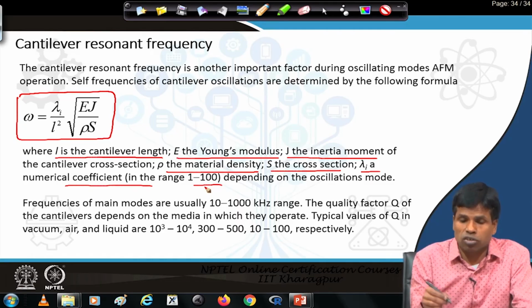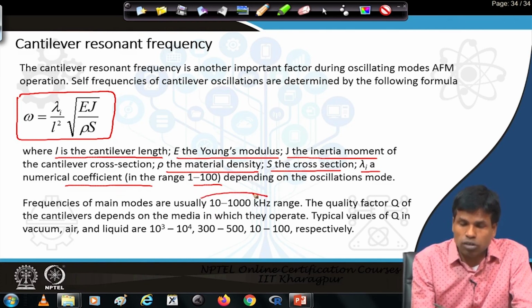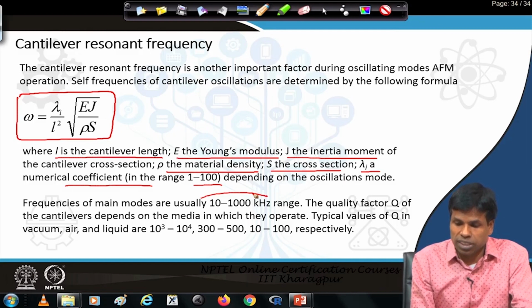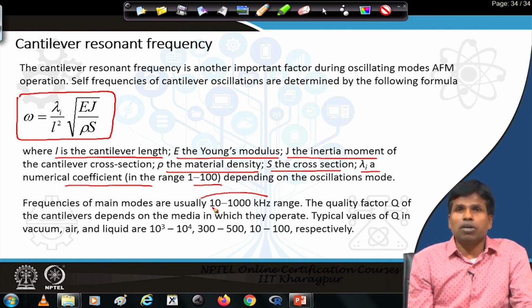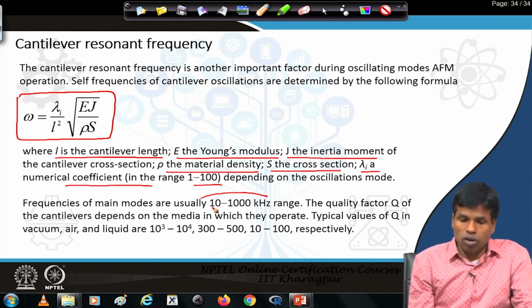The cantilever oscillation can be of different modes, and the values vary from 1 to 100. This resonant frequency is normally in the 10 to 1000 kilohertz range, and it also depends on the quality factor. The resonance frequency also depends on the medium in which the operation is performed, because the medium also has a role in the quality factor of the material.